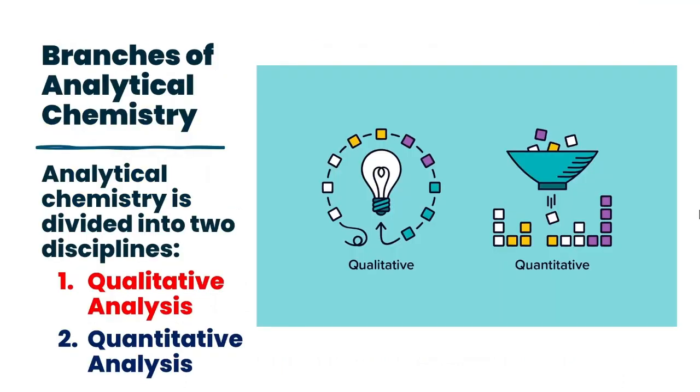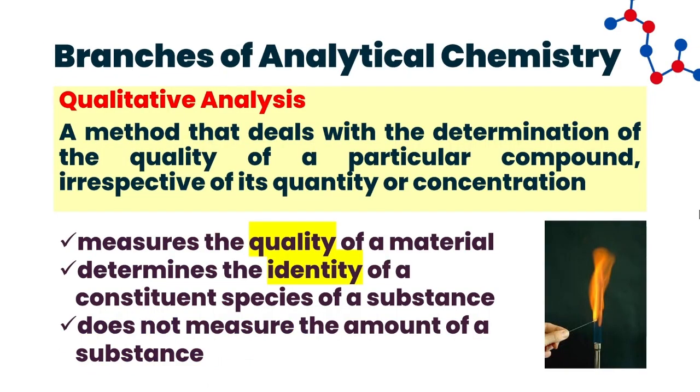Analytical chemistry is divided into two branches. One is qualitative analysis, and the other discipline is quantitative analysis. Qualitative analysis is a method that deals with the determination of the quality of a particular compound irrespective of its quantity or concentration. So when we say qualitative, this is more about descriptive. It only measures the quality in terms of descriptive quality of a material. It determines the identity of a constituent species of a substance. It does not, however, measure the amount of a substance.